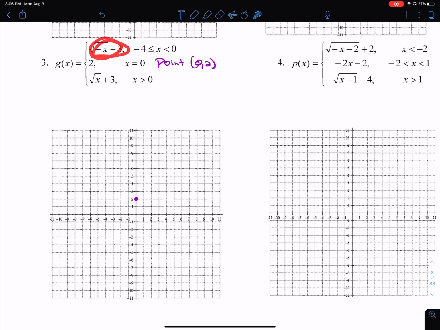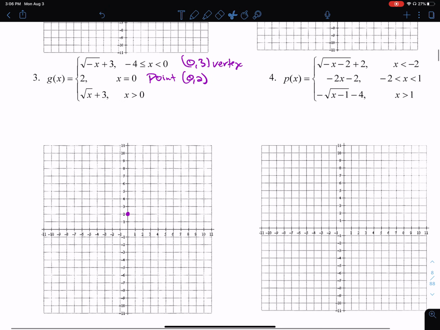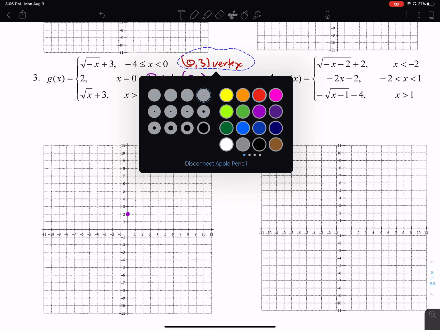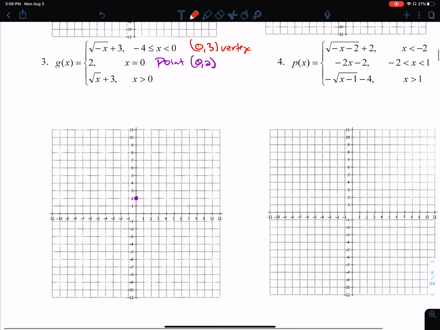What's the vertex of this fella right here? The vertex would be 0, 3. Let me change this color. So at 0, 3, we're going to have an open circle. It's open because when X is 0, it does not include it.